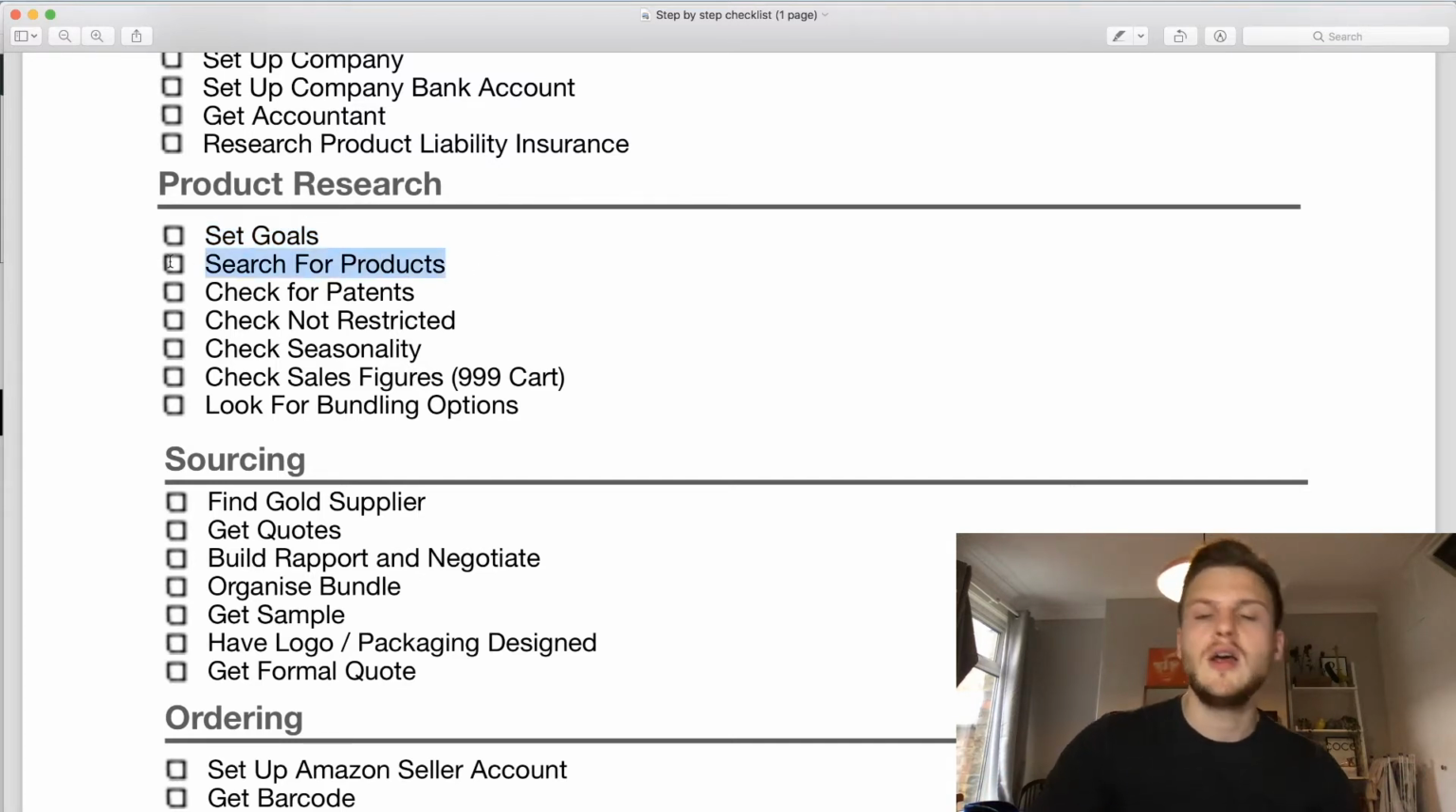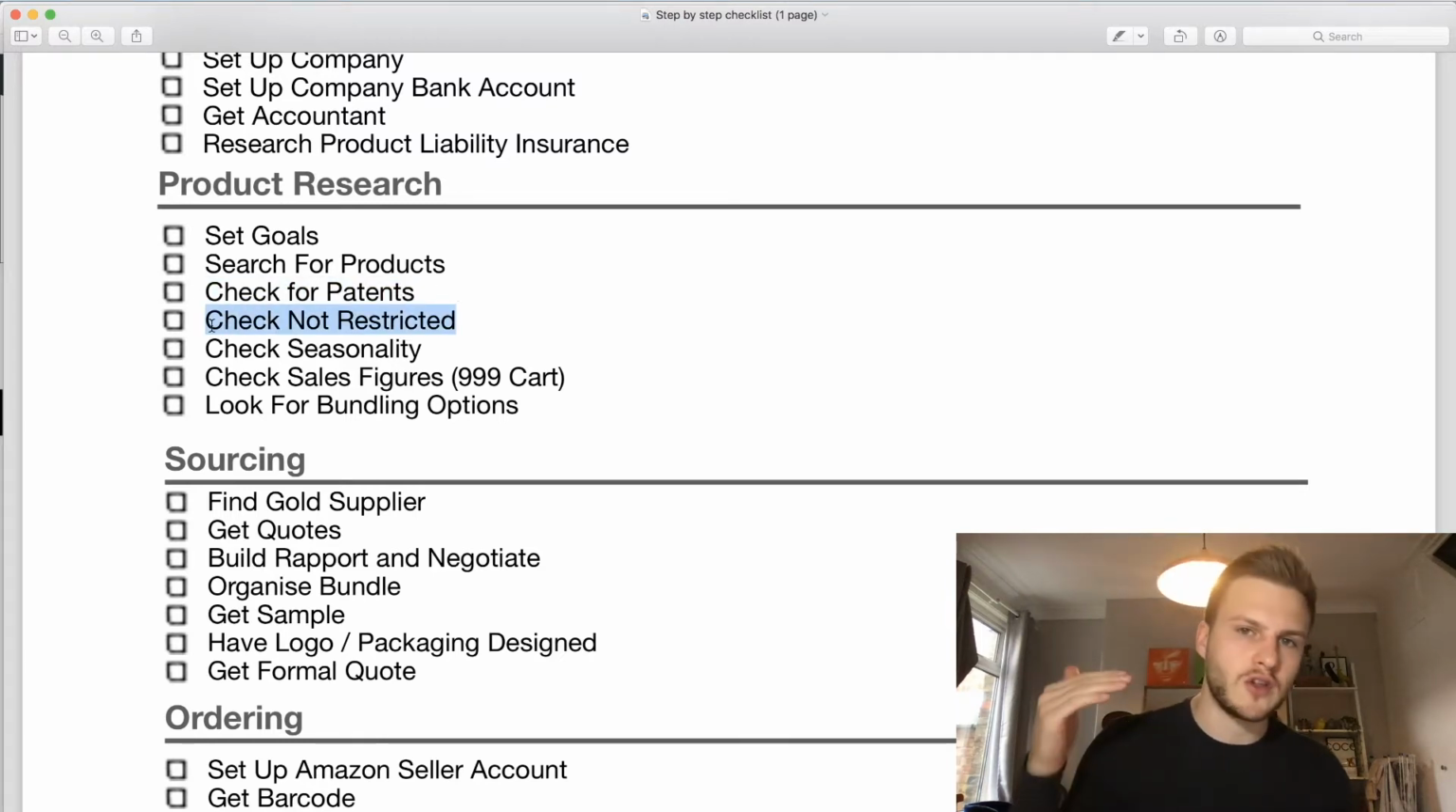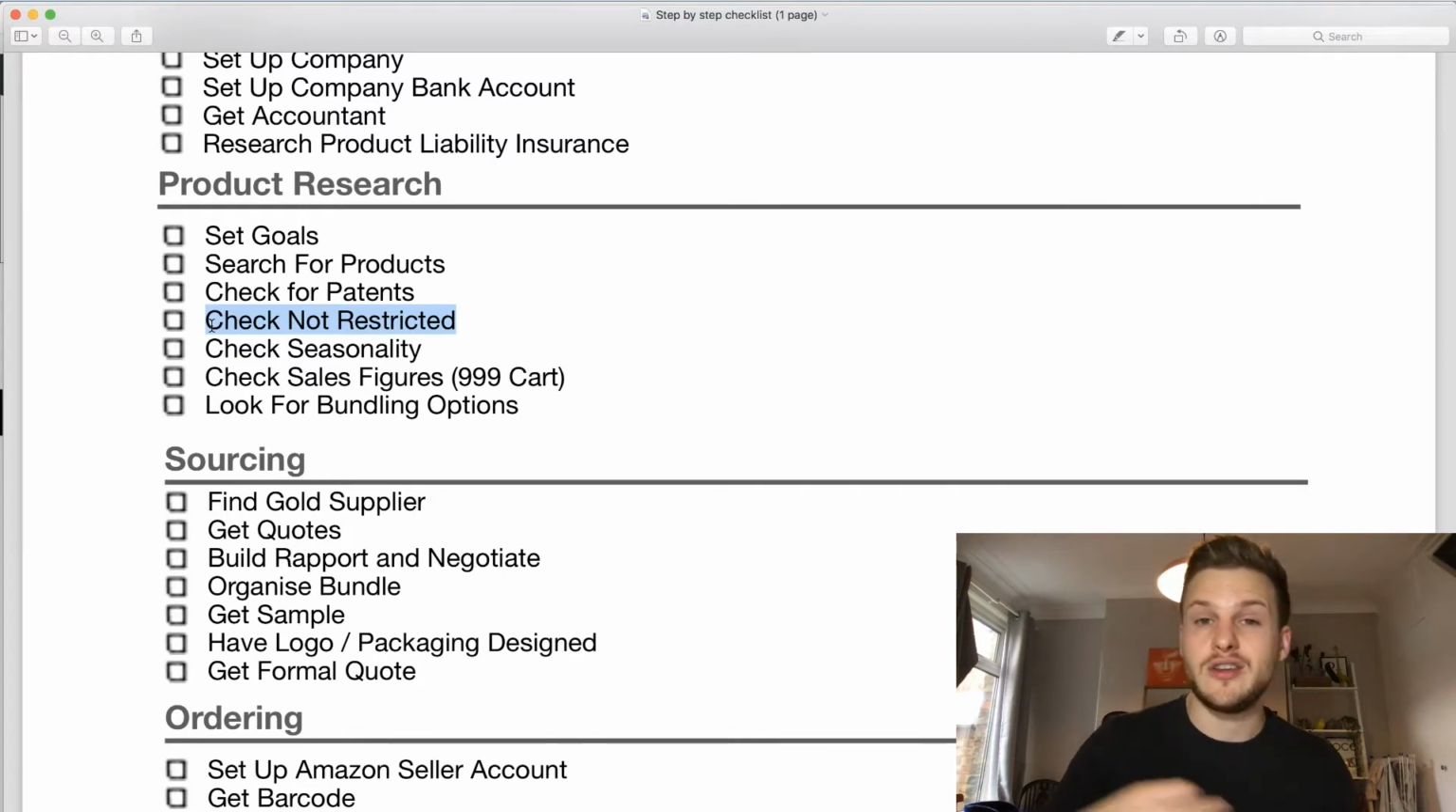Searching for products. Now, searching for products, I think it's like 10 or 12 different modules or videos just on searching for a product. So that is going to take up the majority of your time. And once you've found a product, you can tick that off, or you might not want to tick it off until you've actually ordered, but you want to check for patents. You want to check it's not restricted in any way whatsoever, so that you can actually sell it. If it's in a gated category, then you need to be aware of that, and you need to make sure you're ungated before you order your product, okay?